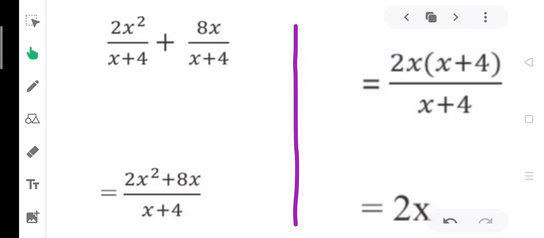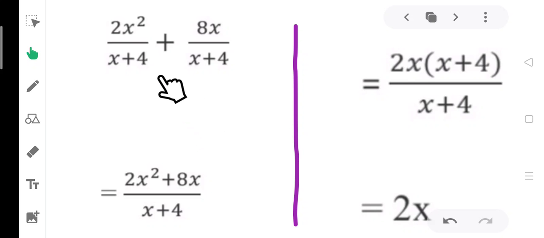Okay, another one. We have 2x squared over x plus 4 plus 8x over x plus 4. Since the rational algebraic expressions are similar because they have the same denominators, if this is the case, just copy the common denominator. So x plus 4, this is the LCD, least common denominator.